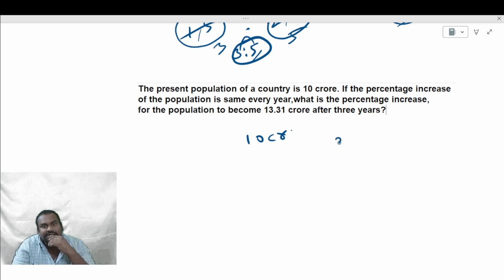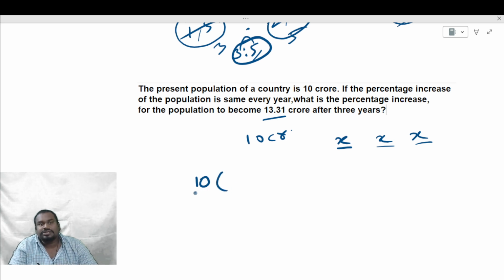I'll take that as X percent, we don't know what it is. What is the percentage increase for the population to become 13.31 crore after 3 years? So every year it is increasing by X percent, X percent, X percent. After 3 years, it becomes 13.31. So what is the X value that is being asked? Simple question. You should be good at mathematics. The 10 crore is the initial value.